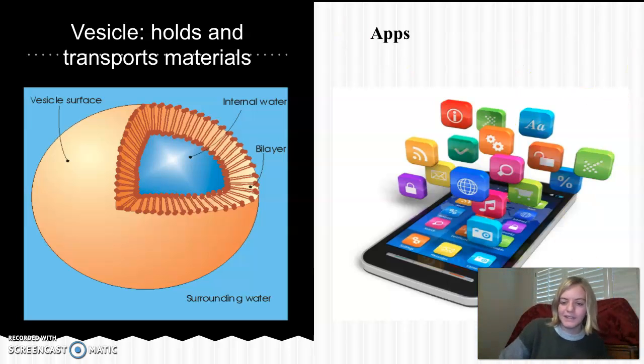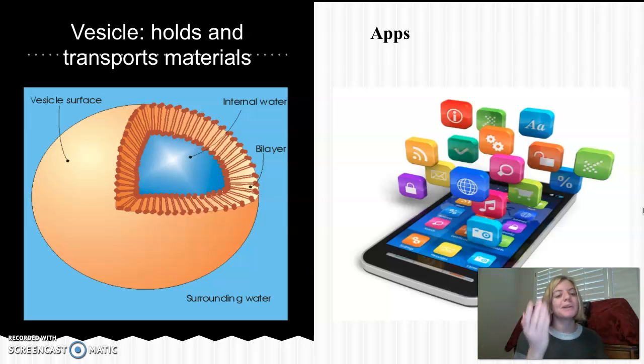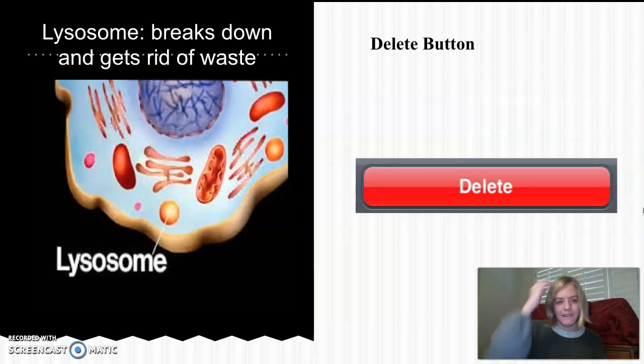And so these are kind of like apps, because your apps contain information from your phone, but then they allow you to upload it and send it to other places, maybe even other people's phones. So that's why the apps on your phone are like the vesicle.